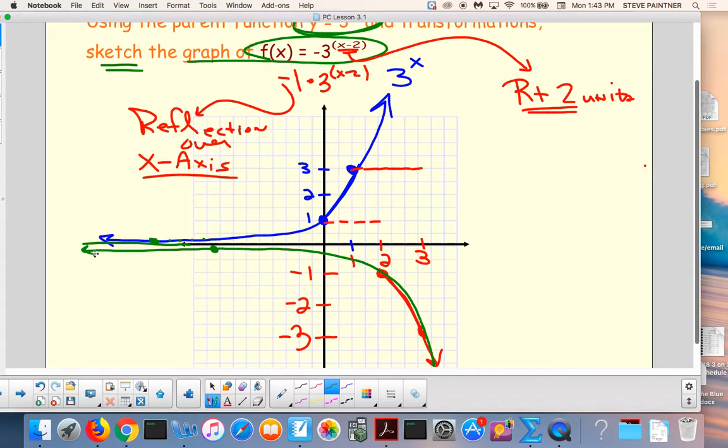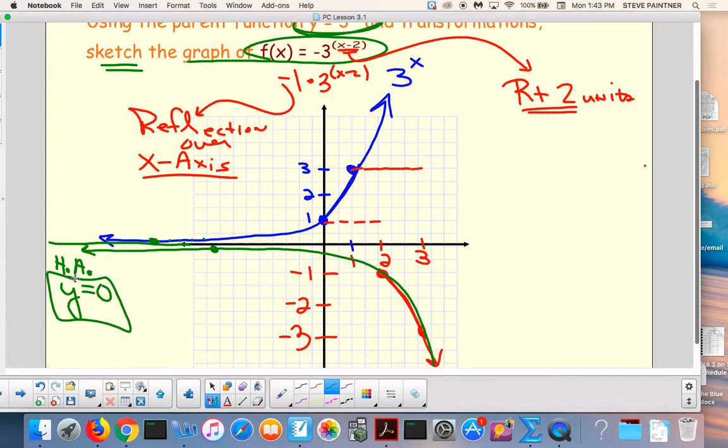Right? So now it rides under the x-axis. So what would be the horizontal asymptote on this one? HA? Y equals what? 0. Except it's where? Below the x-axis, where the other one is above the x-axis.